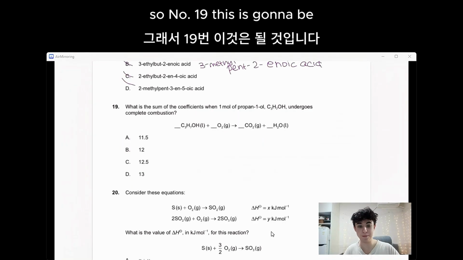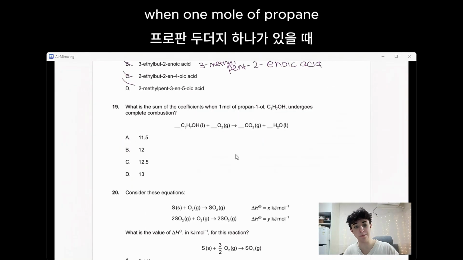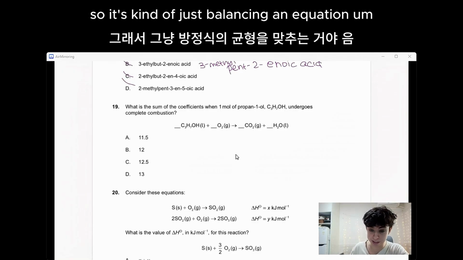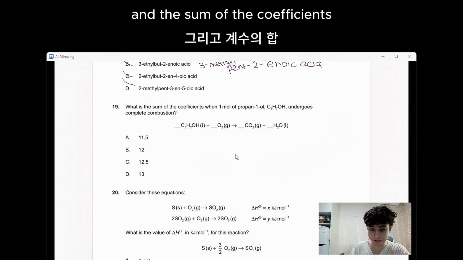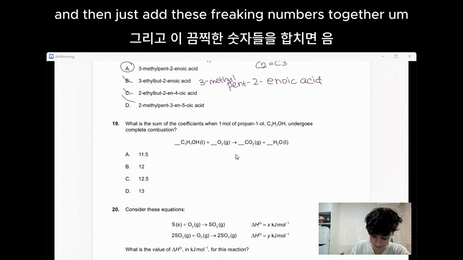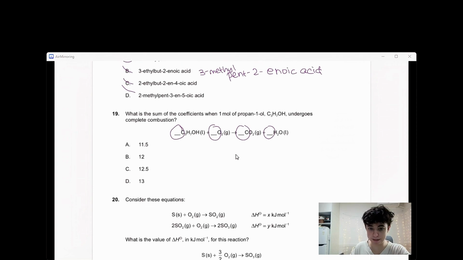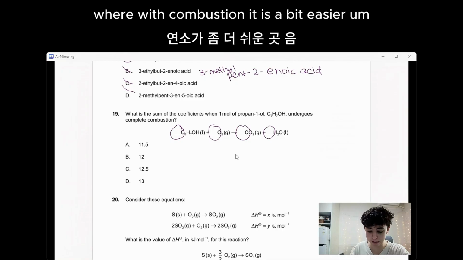So number 19, this is going to be, what is the sum of the coefficients when 1 mole of propan-1-ol undergoes complete combustion? So it's kind of just balancing an equation. And the sum of the coefficients just means that we're going to balance it and then just add these numbers together. With combustion, it is a bit easier.